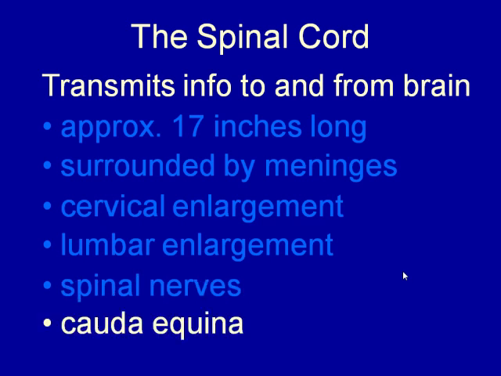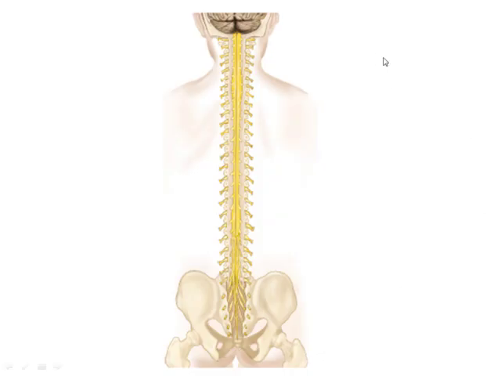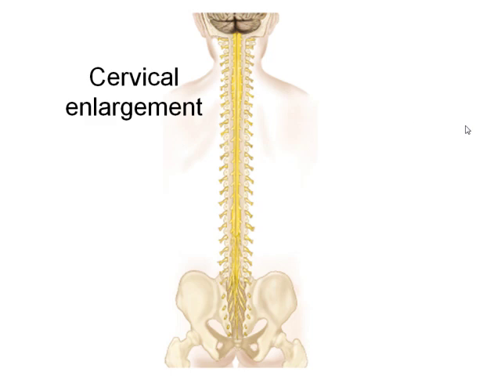Not all of them can come straight off the cord and leave through the openings in the vertebra. Some of them have to go down through the central canal of the vertebra and come off, and that little clustering of nerves that come off the bottom is called the cauda equina, or the horse's tail. So if we look at the spinal cord, you can see it extends down and stops about there. And you see the spinal nerves coming off to the sides, all the way down.